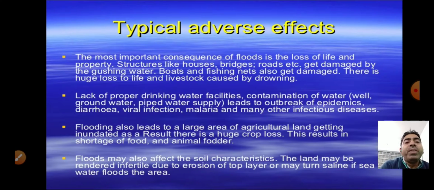Flooding also leads to a large area of agriculture getting inundated. As a result, there is a huge crop loss. This results in a shortage of food and animal fodder. Due to that, the animals also die and humans are also affected. Floods may also affect the soil characteristics, and the land may be rendered infertile due to erosion of the top layer, or may turn saline if seawater floods the area. Means humus is being flooded.